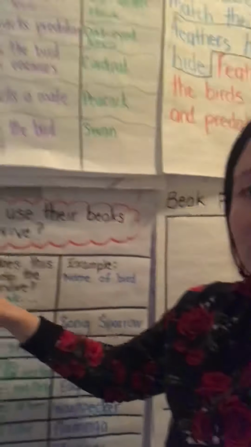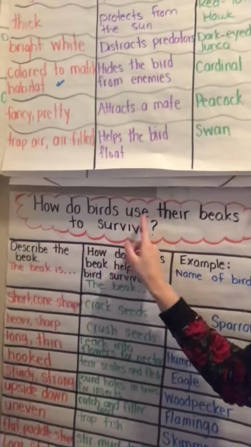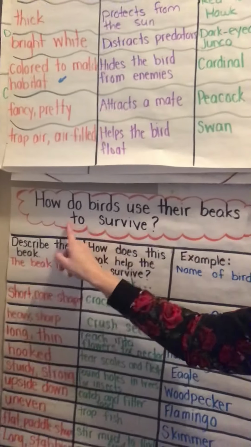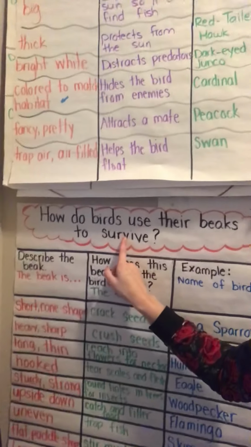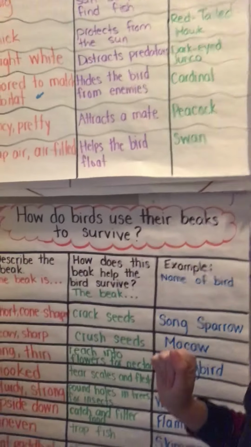For you, when you're writing your focus statement, you're not talking about feathers, you're going to be talking about beaks. So our focus question for you, instead of how feathers help birds survive, is how do birds use their beaks to survive? So you're not going to say that birds' feathers help them survive in many ways, because we're not talking about feathers. You're going to make a sentence saying how beaks help birds survive.